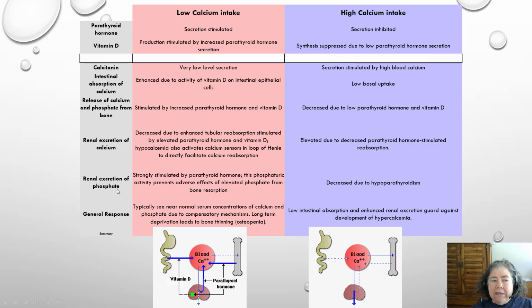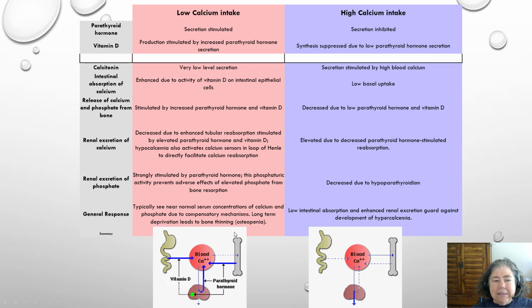Now, renal excretion of phosphate is stimulated by parathyroid hormone. So we lose phosphate while we're reabsorbing calcium. So there'll be more phosphate in the urine. And you may remember that I mentioned that phosphate is a buffer in the urine. So there's always some phosphate in the urine. We decrease the amount of phosphate that we are excreting in the urine when we have high calcium levels.